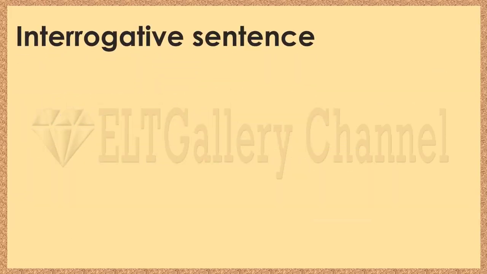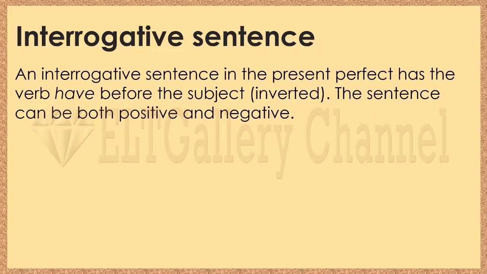Then we have the interrogative sentence. An interrogative sentence in the present perfect has the verb have before the subject. So here we have the inversion. We put have before the subject. The sentence can be both positive and negative. So we can have a positive interrogative sentence and a negative interrogative sentence. We have, have you got a new job? So have here is put before the subject you. Have you got a new job?